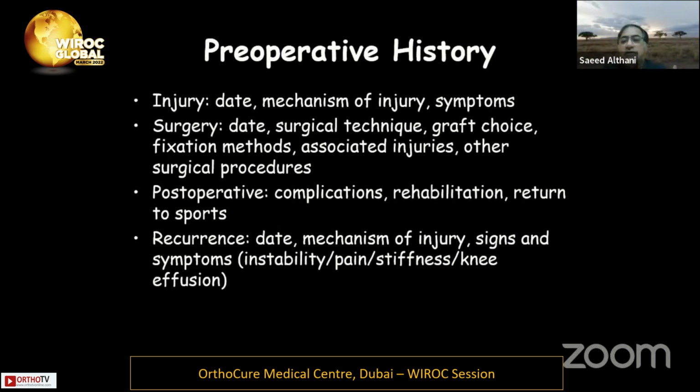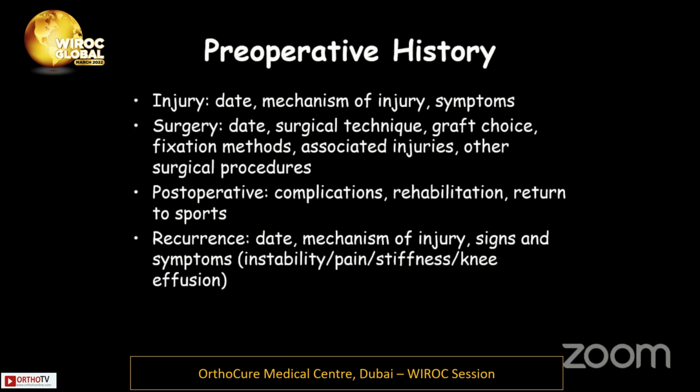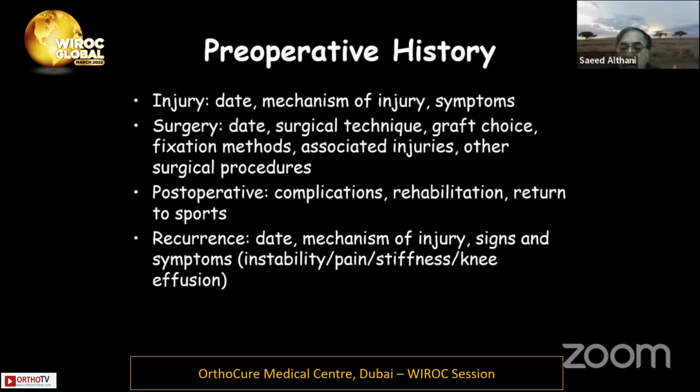Preoperative history, as I said: we need to know how long, the mechanism of injury, and symptoms. If somebody has had a surgery before, we need to know the surgery date, the technique, and the graft choice. Getting the operative report from the previous surgeon is important. What is the fixation method? And was there an associated injury or other surgical procedure? Postoperatively, how was the rehab done, were there any complications, and when did he return to sport activities? And if there is any recurrence, what is the date? How far since the surgery?